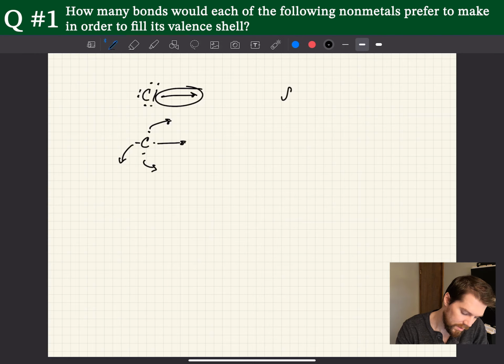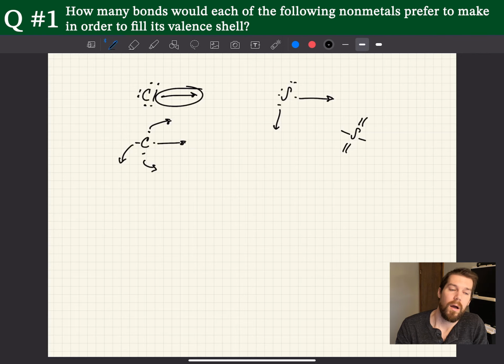Sulfur is in group 6. 1, 2, 3, 4, 5, 6. So here we need to share twice, or we prefer to make 2 bonds. Now, notably, sulfur is in the 3rd period, so it can actually have a total of 6 bonds around it. But again, that's an expanded octet. This is pretty simple here. We're looking for just how many bonds it would like to make based on its valence structure.